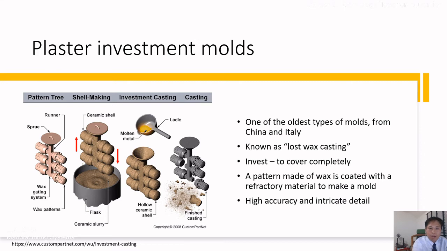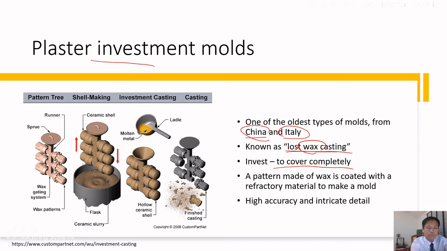The name plaster investment mold comes from China and Italy. They created this method to create certain products. So it's known as lost wax casting, because it used wax, and then this process lost the wax during the process. That's why it's called a lost wax process. Also, the word investment comes from the meaning to cover completely. So let's look at this process.